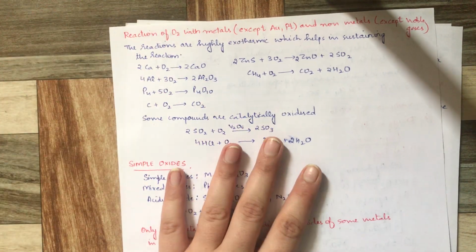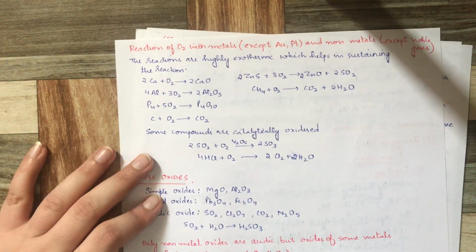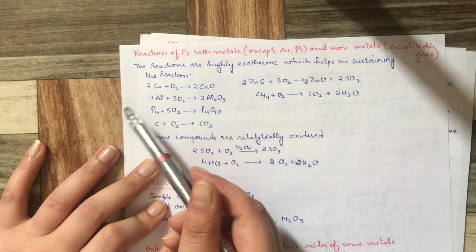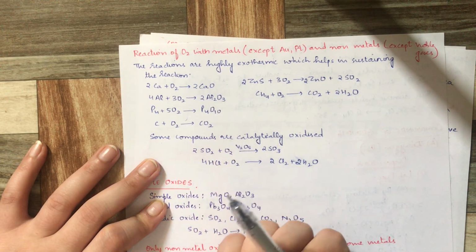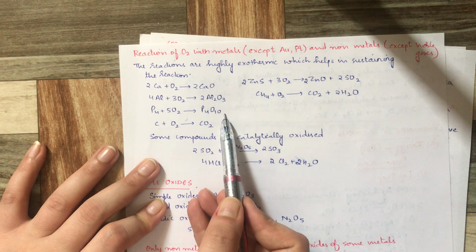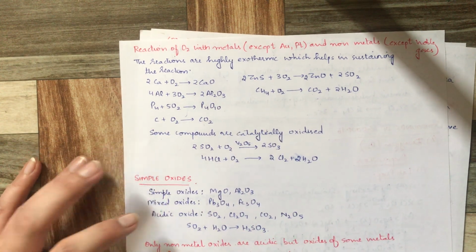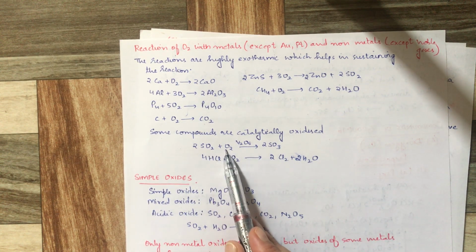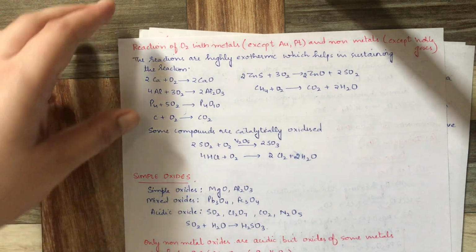Oxygen reacts with almost every metal except noble metals like gold and platinum, and also with non-metals. If anything reacts with oxygen, the reaction is highly exothermic. These are different metals and non-metals; you can give a look. Calcium oxide is formed, aluminium oxide, phosphorus oxide, carbon dioxide, zinc oxide, again carbon dioxide. Anything which reacts with oxygen is highly exothermic. Some of the compounds are catalytically oxidized also. For example, SO2 and O2 give SO3, and HCl plus O2 give Cl2 and H2O.